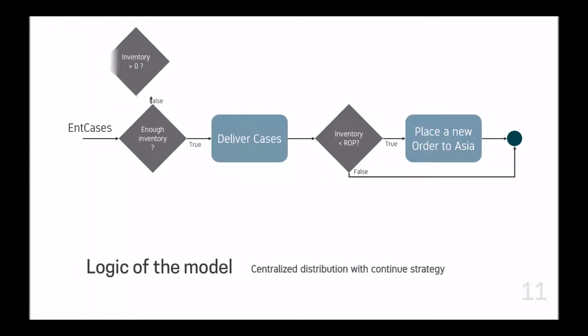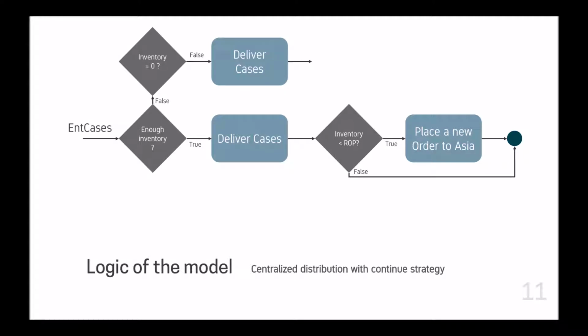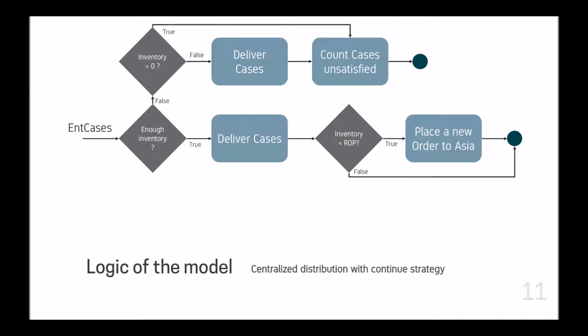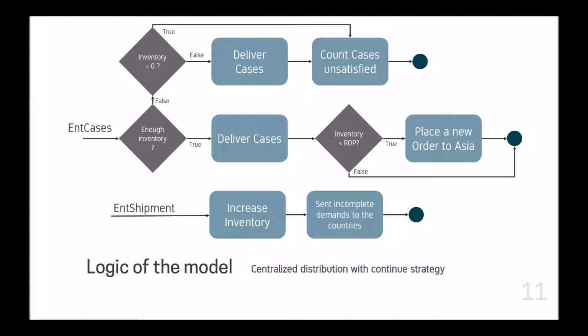On the other side, if the inventory is not enough but is different to zero, a partial order is delivered to the country and the distribution center accumulates the difference between demand and the cases sent to the country, to deliver these cases when there is enough inventory. But if the entity that enters the node is an end shipment, the inventory of the distribution center increases and the incomplete demands of the countries are sent. In this step, it's important to check the level of inventory every time a new order is delivered to the country, in case it's necessary to place another order to Asia.